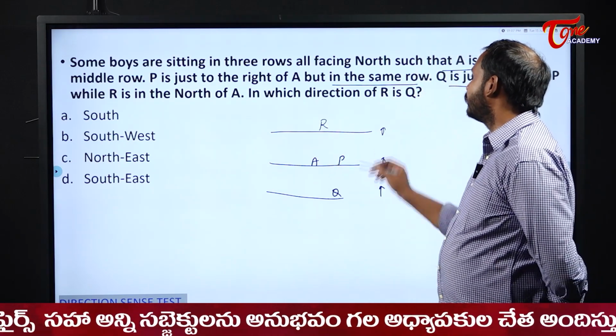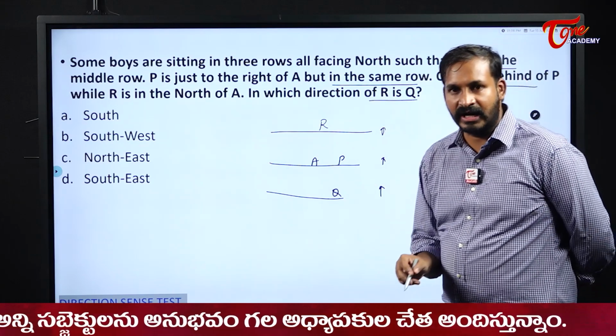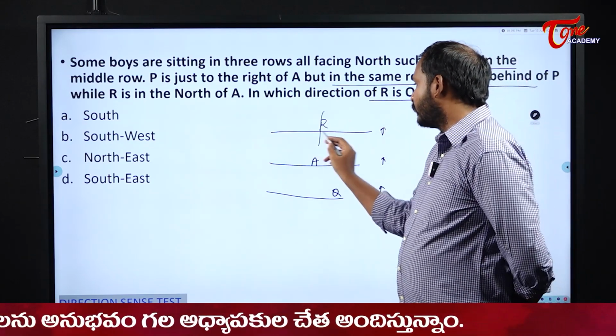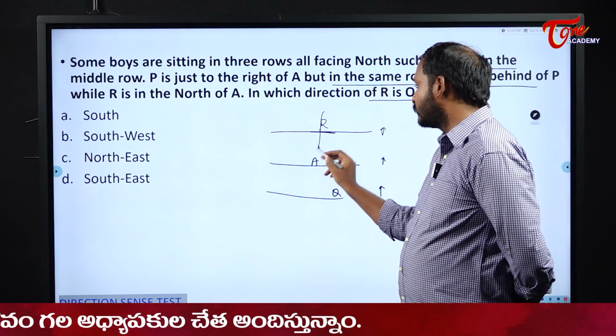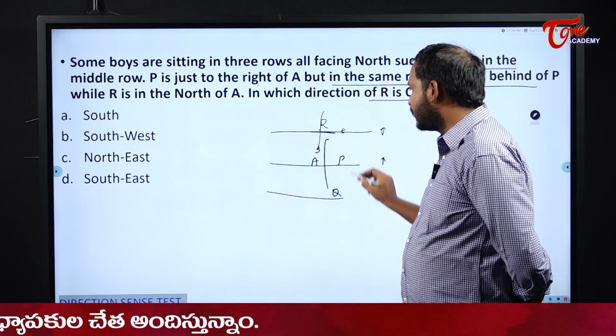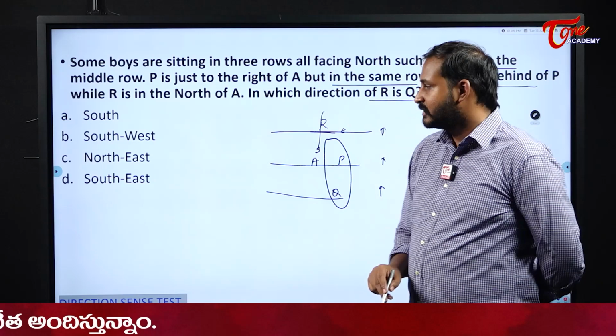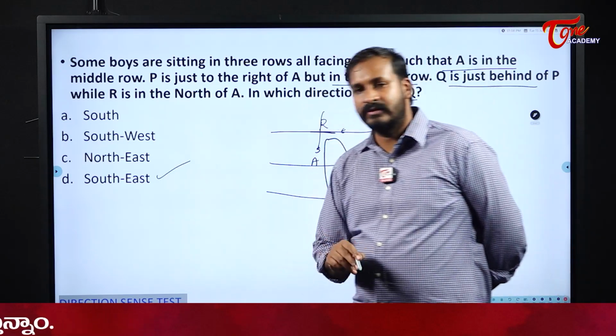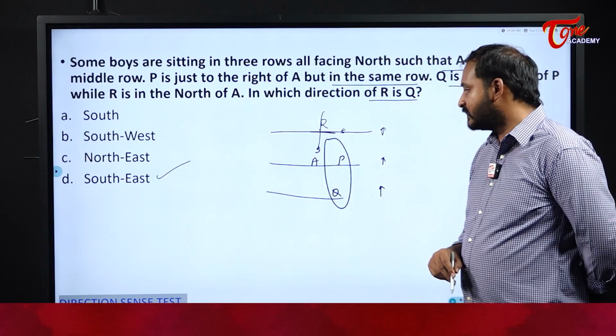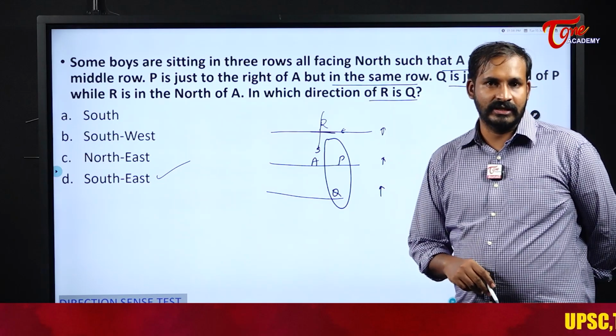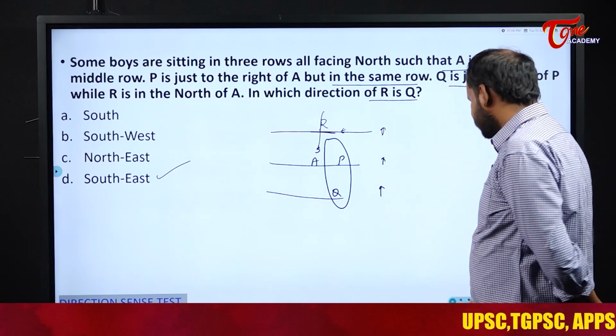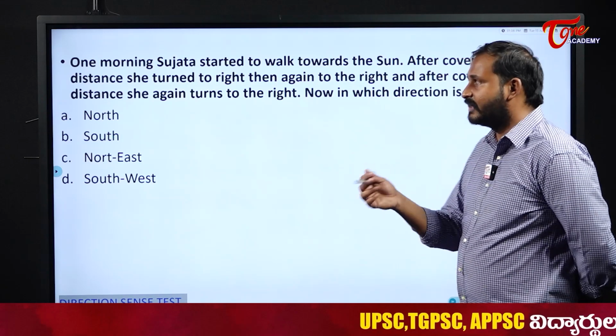In which direction of R is Q? From R, if I put a plus mark, this will become what? South, and this will become what? East. And this entire region falls under what? Southeast. So my answer here becomes what? Southeast. From R, it is southeast. Understood? Simple, students. Just he is telling different stories.